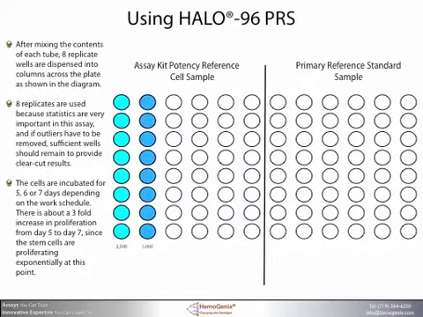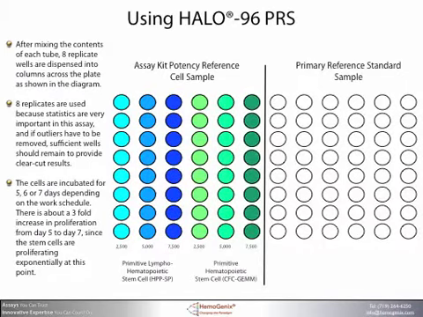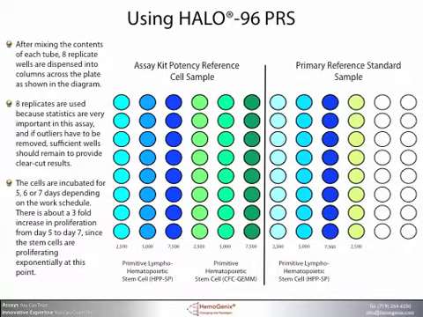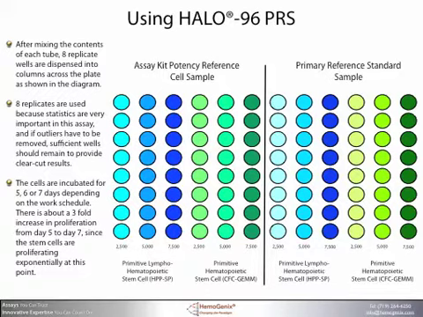After mixing the contents of each tube, 8 replicate wells are dispensed into columns across the plate as shown in the diagram. This further dilutes the cell doses to the required final cell concentrations. 8 replicates are used because statistics are very important in this assay, and if outliers have to be removed, sufficient wells should remain to provide clear-cut results.